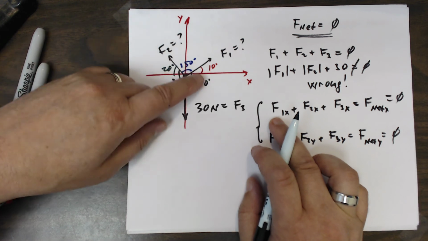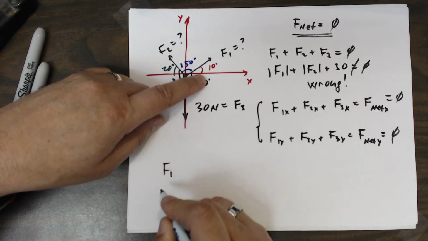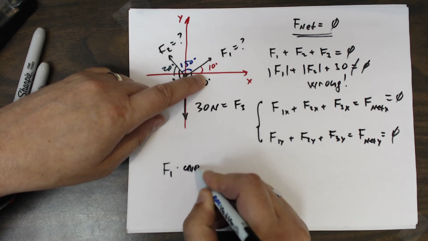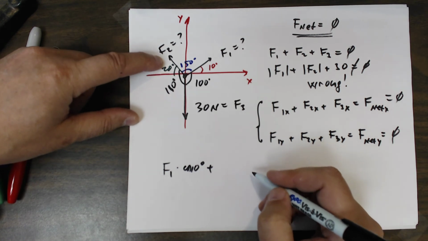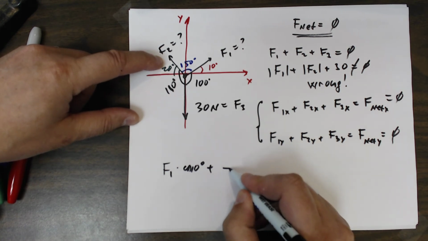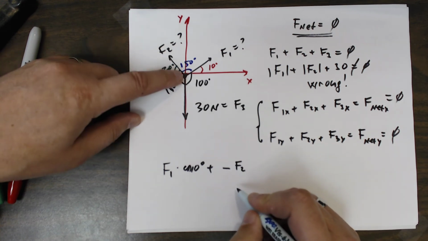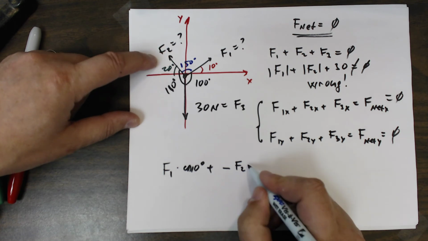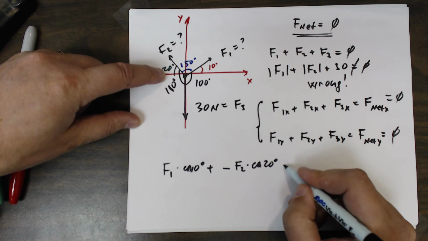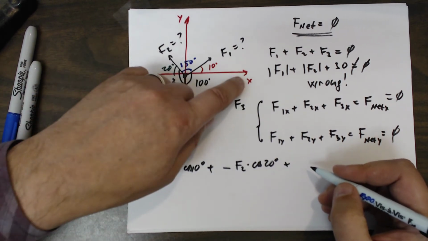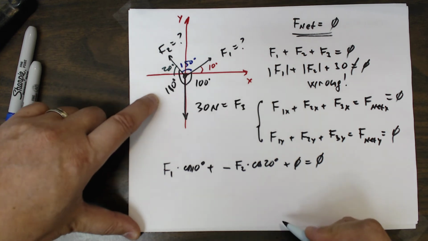Force number one has the x component which points to the right, and it has to be equal to the hypotenuse times cosine of 10 degrees, plus the force number two has a negative x component. It will be equal to, because it's negative, minus hypotenuse. Hypotenuse represents the magnitude of this force, times cosine of 20 degrees, plus this force doesn't have the x component, 0 equals 0. That's equation number one.